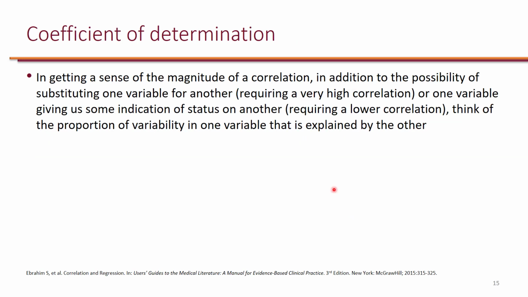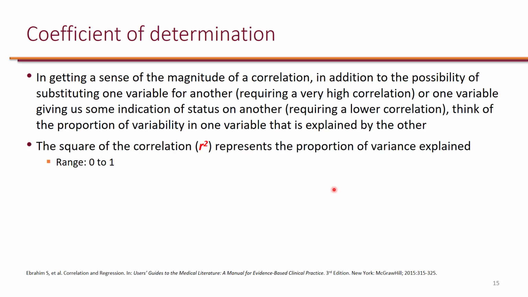Another concept that's clinically important is the concept of coefficient of determination, which is basically calculated by squaring the r. Because we're squaring the r, we can no longer have a negative number. So the range is from 0 to +1.